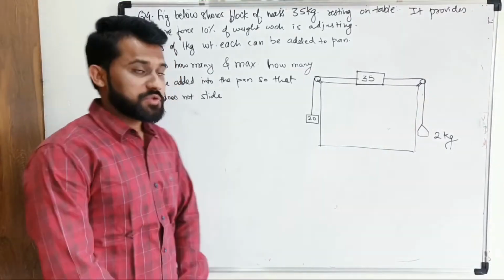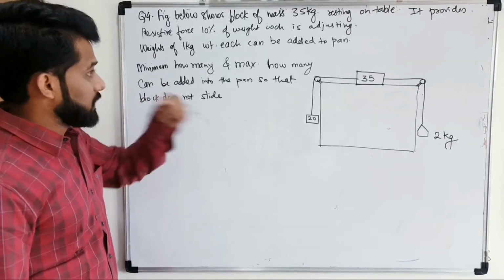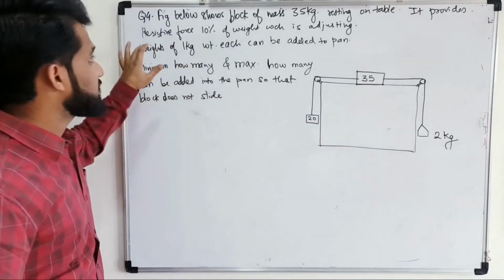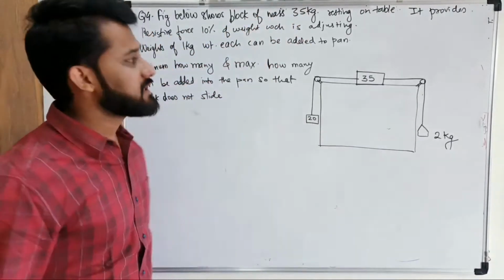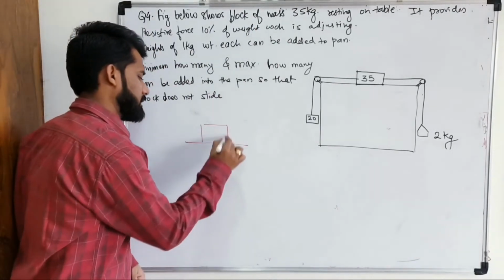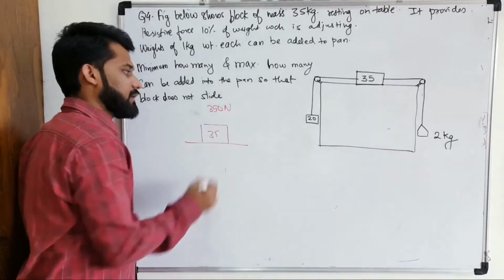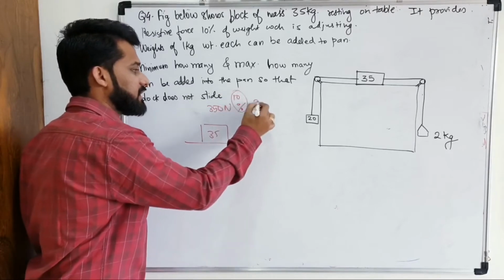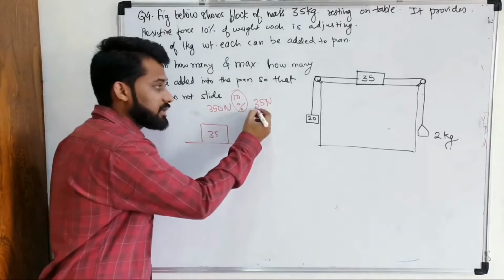Okay, so the next question is question number 4. The figure shown below shows a block of 35 kg resting on a table. It provides a resistive force of 10% of its weight, which is self-adjusting. Means if this is a 35 kg block, then its weight is how much? 350 Newton. So its 10% is how much? 10% of this is 35 Newton. So this block will resist up to 35 Newton.